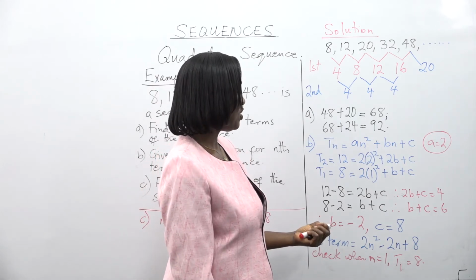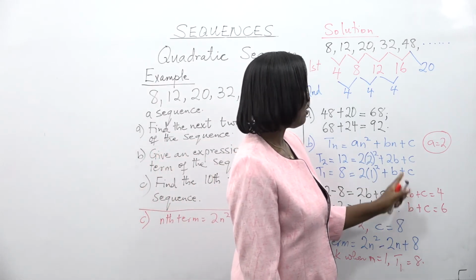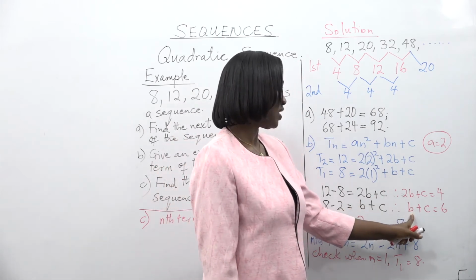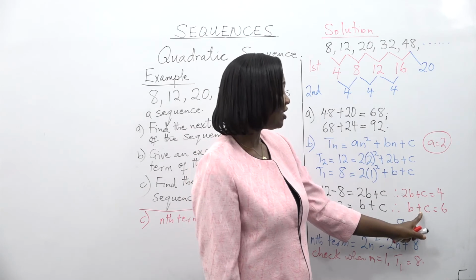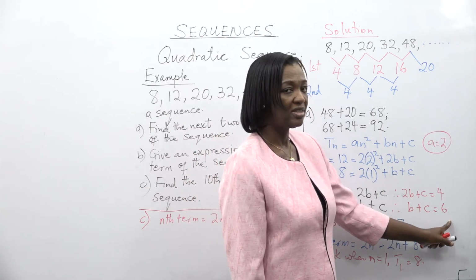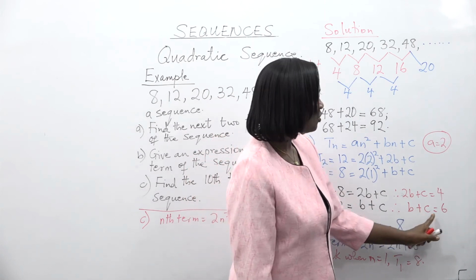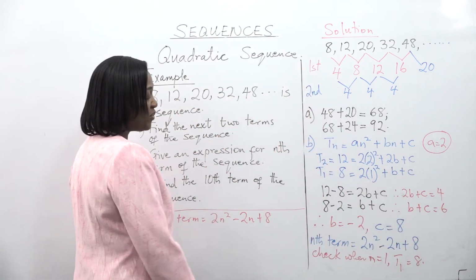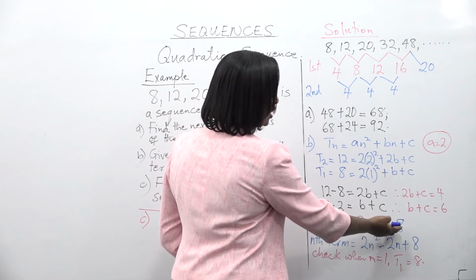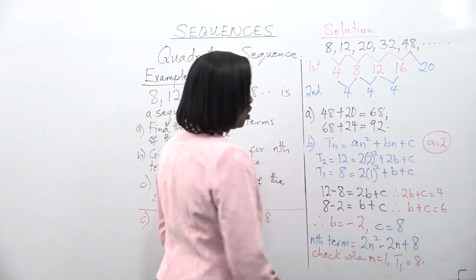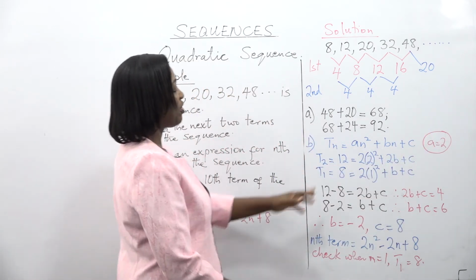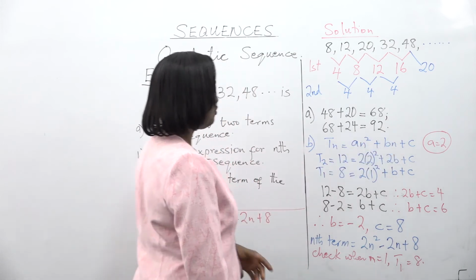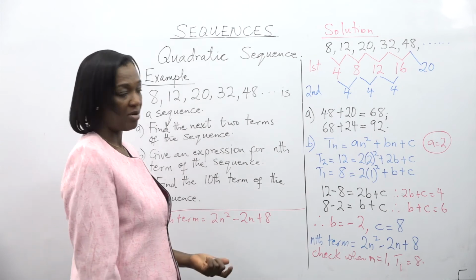Once you get the value of b, you substitute that value into either of them to get the value of c. So we'll put it in the first equation. b is minus 2. Minus 2 plus c is equal to 6. So c is equal to 6 plus 2, which is 8. So the value of b is minus 2, and the value of c is 8, and the value of a is 2. So we put that into the expression an squared plus bn plus c to find the expression for the nth term.